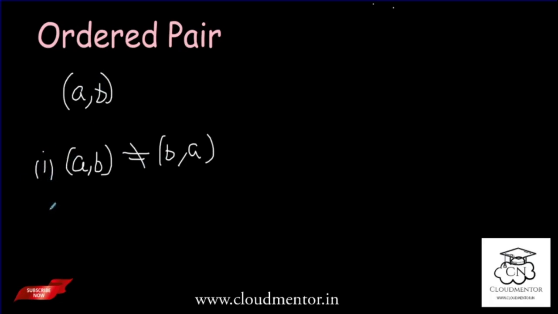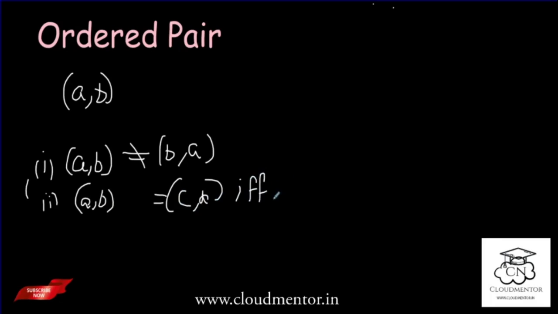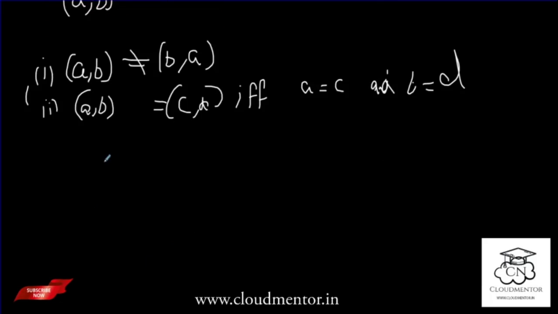And also, ordered pair AB is equal to ordered pair CD if and only if A equals C and B equals D. So that is what we need to talk about: the equality of ordered pairs.